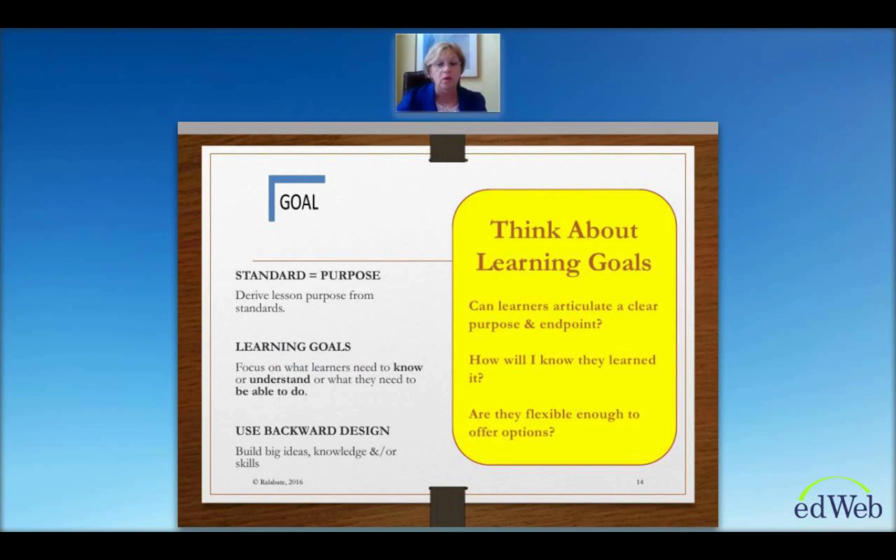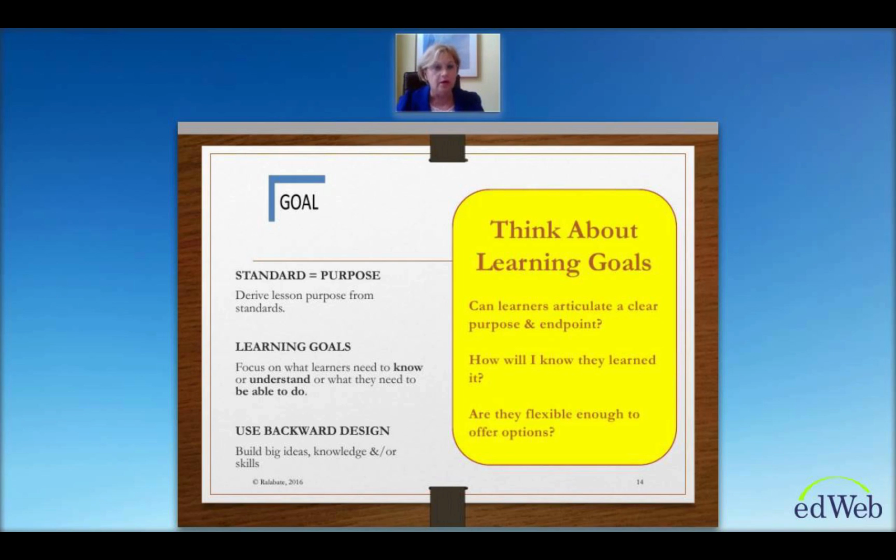Now, our lesson or learning goals need to be based on standards. If you work in the United States, and I would imagine in most other places, you should be basing your lessons on some standard system. It might be Common Core or some other standards that your state has developed. And your standards actually give you your purpose. That's what you derive your purpose from. Standards are not your goals. You derive your purpose for your lessons from the standards.